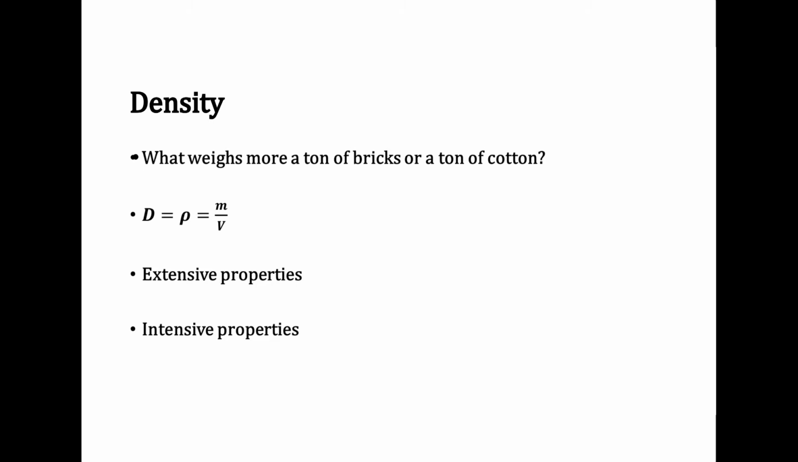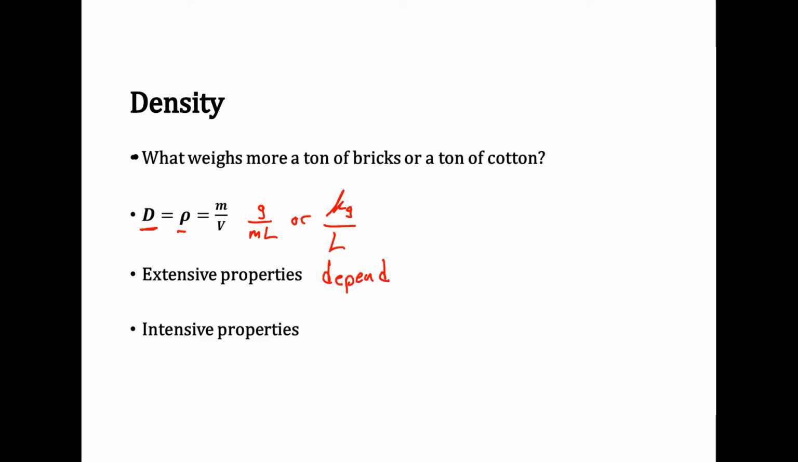So whenever we start to calculate density, which we'll use a capital D for, or sometimes you'll see a rho, density is equal to mass over volume. Typically this is going to be measured in terms of grams per milliliter or kilograms per liter in this class. But as we start to consider the different variables, we have mass, volume, and density. So if you recall, extensive properties depend on the amount present.